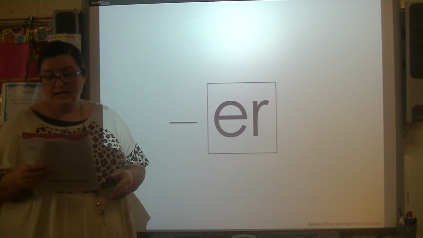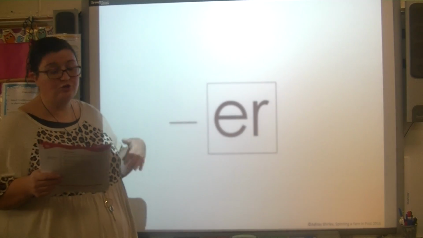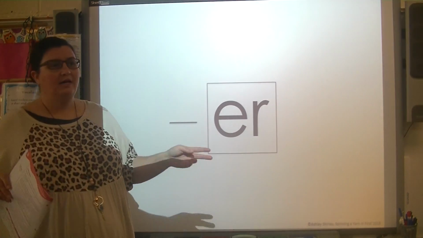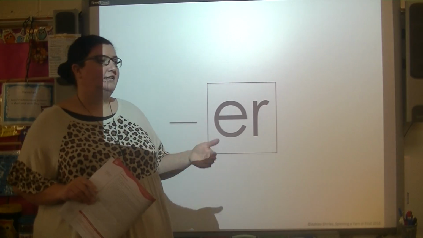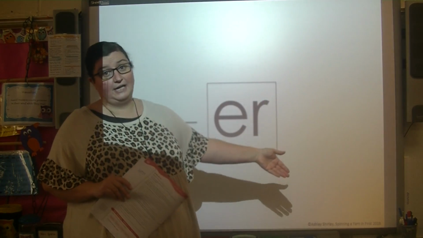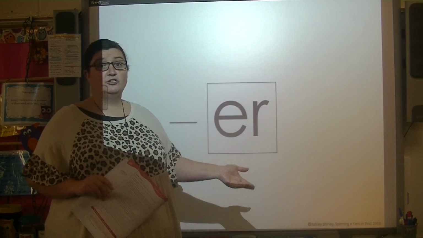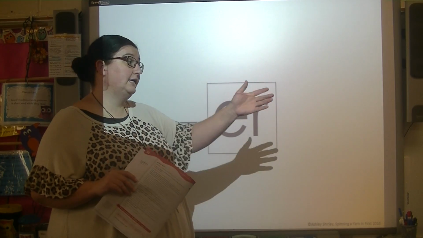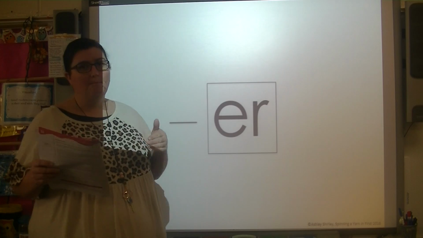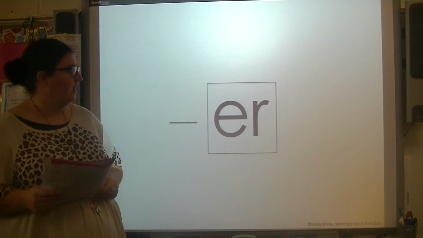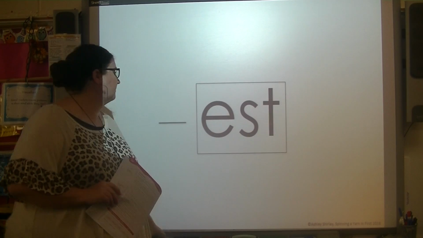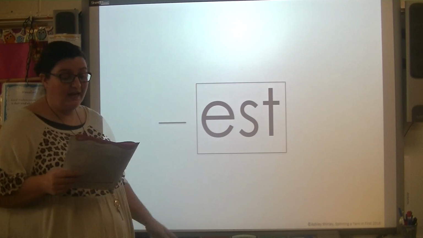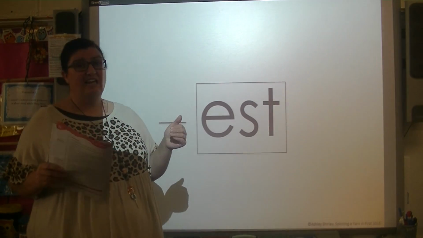All right. It can also be used to compare things. Like in the word softer, it can compare two things. This is more soft than this thing. Or smarter or taller. So more tall than this, or more smart than this. So it can mean more than this other thing. And then the last one is EST. All right, EST and ER are related.